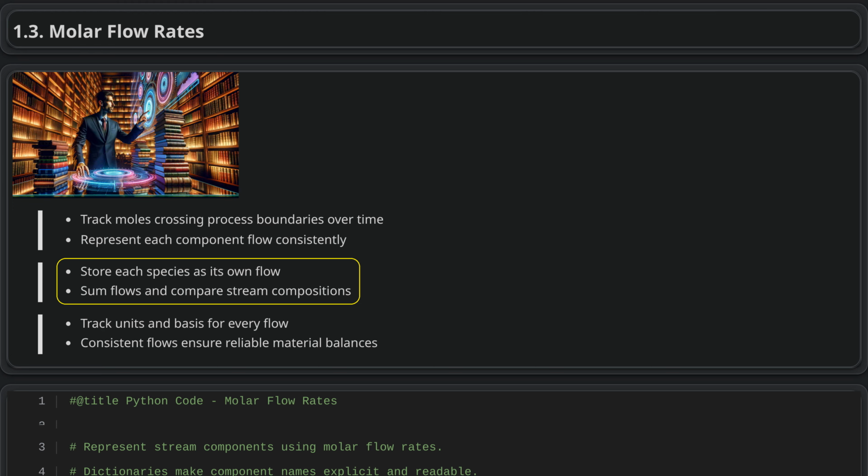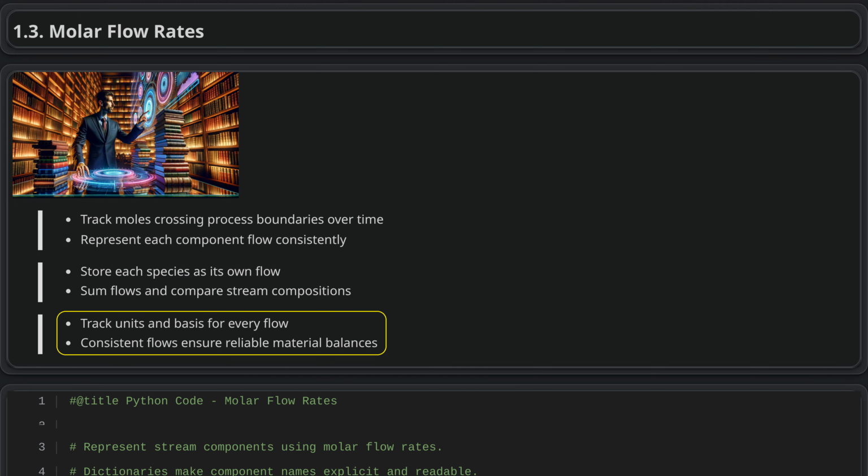In stream models, molar flow rates are tracked for each chemical species rather than only as a total. This shows both the stream's overall flow and its composition, which is important for processes such as air separation and natural gas processing. A good stream model makes it easy to access component flows, calculate the total, compare streams, and identify missing or incorrect values.